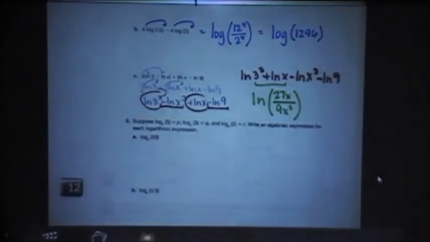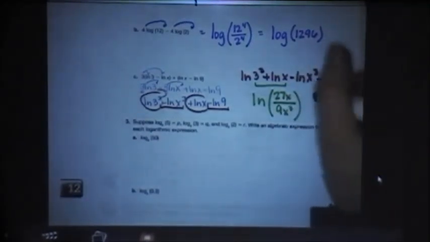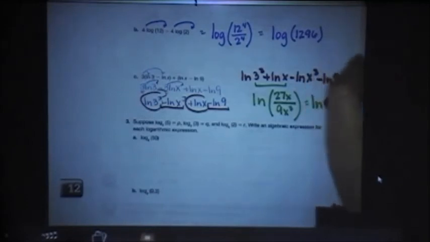What is 3 to the 3rd? 9. 27. 27. And then on bottom, both of these are going to go on bottom. I'll put the 9 first because we like coefficients to be in the front. 9x cubed. That simplifies because 27 over 9 reduces. And the x's will cancel, so I end up with 3 over x squared.